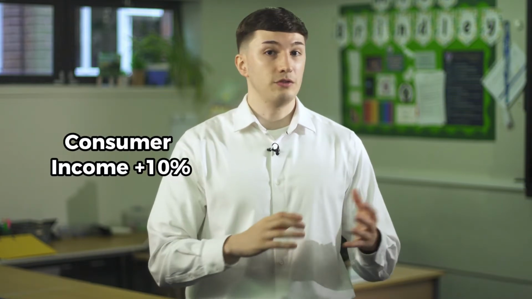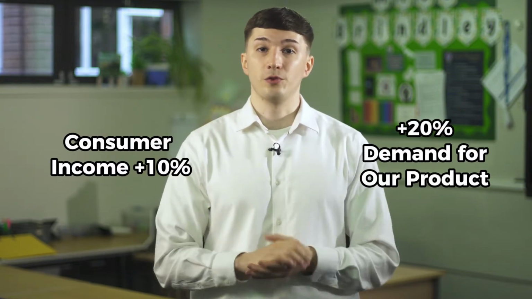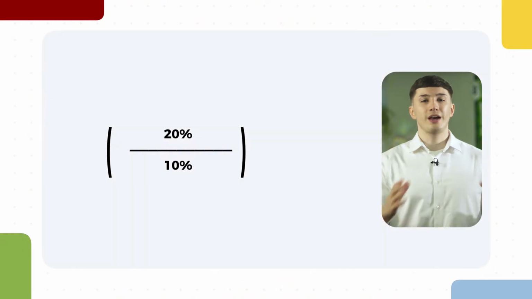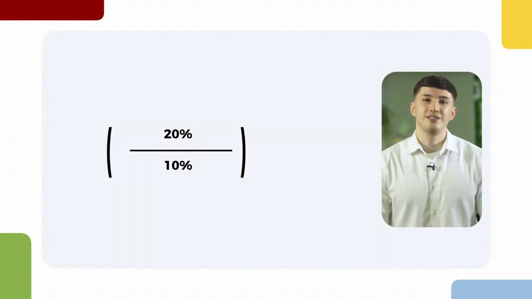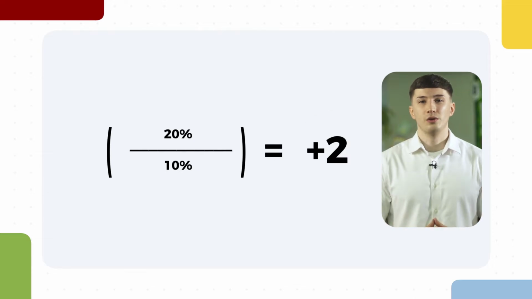Let's see an example of the formula in action. Suppose consumer income rises by 10%, leading to a 20% increase in demand for our product. In this case, we take 20% and divide that by 10%, resulting in an income elasticity of demand value of positive 2. But what exactly does this value tell us?